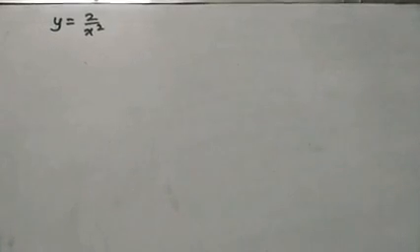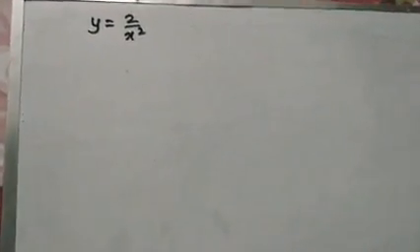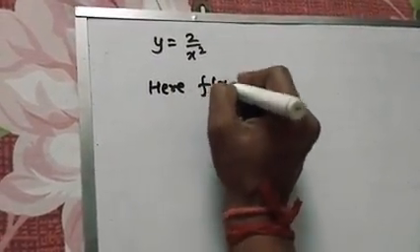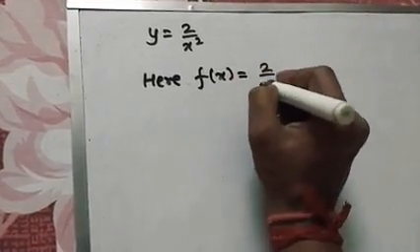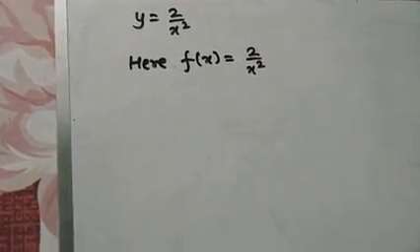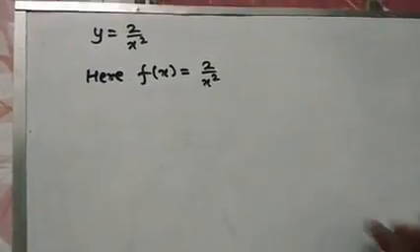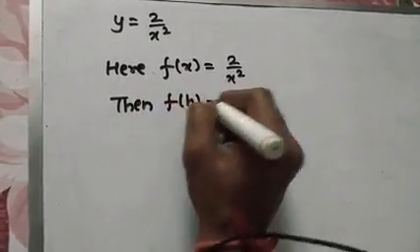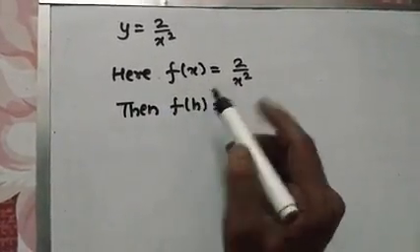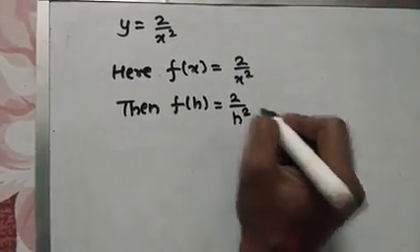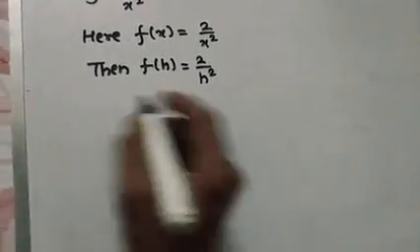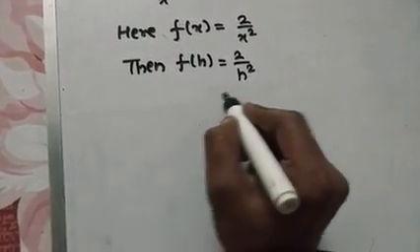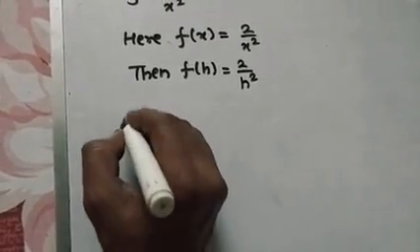So for y equals 2 by x squared, first of all, what is f of x here? In the same way, f of x equals 2 by x squared. Two things we require: one is f of x, another is f of h. Then f of h will be, just in place of x replacing by h, 2 by h squared. By first principle of derivative, you always have to mention that line.